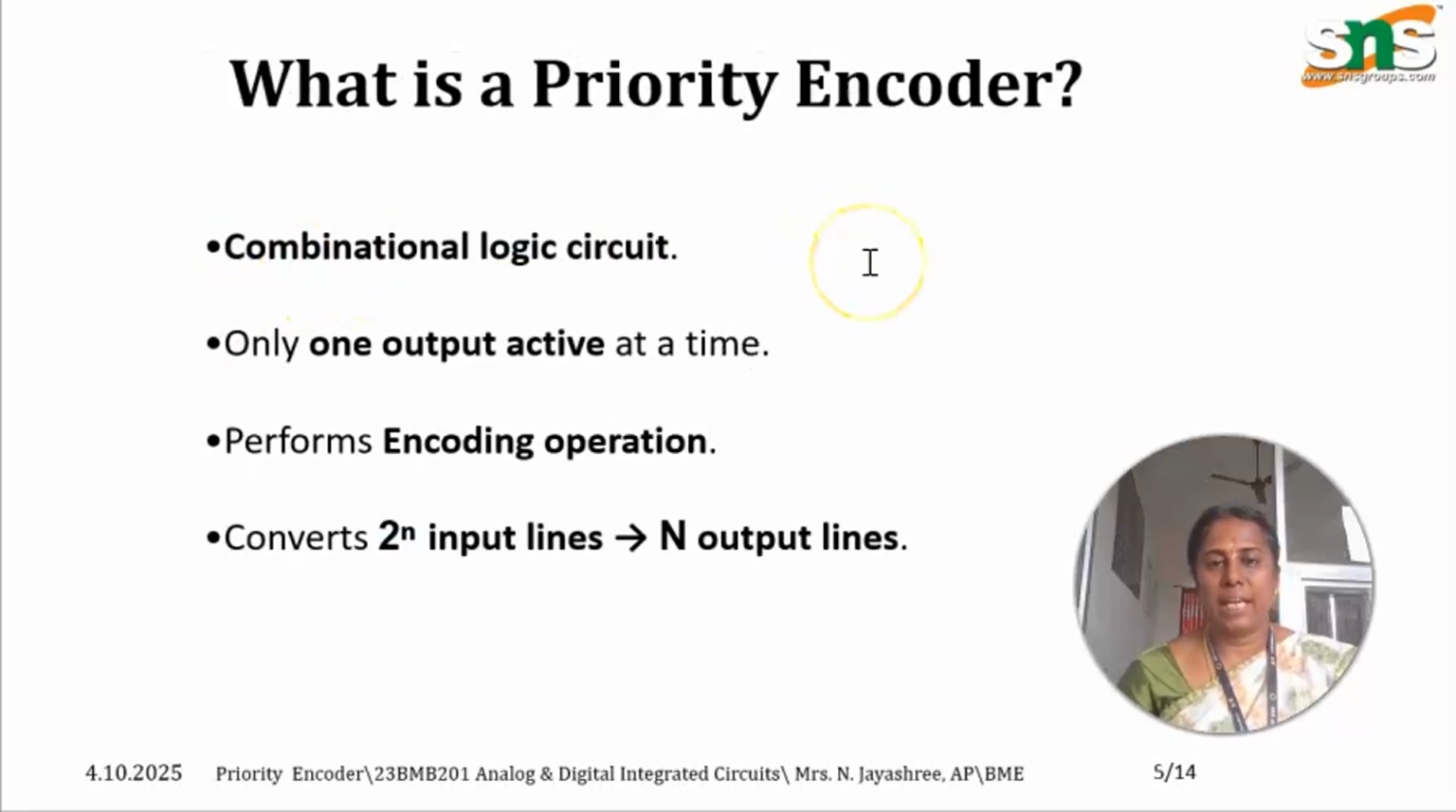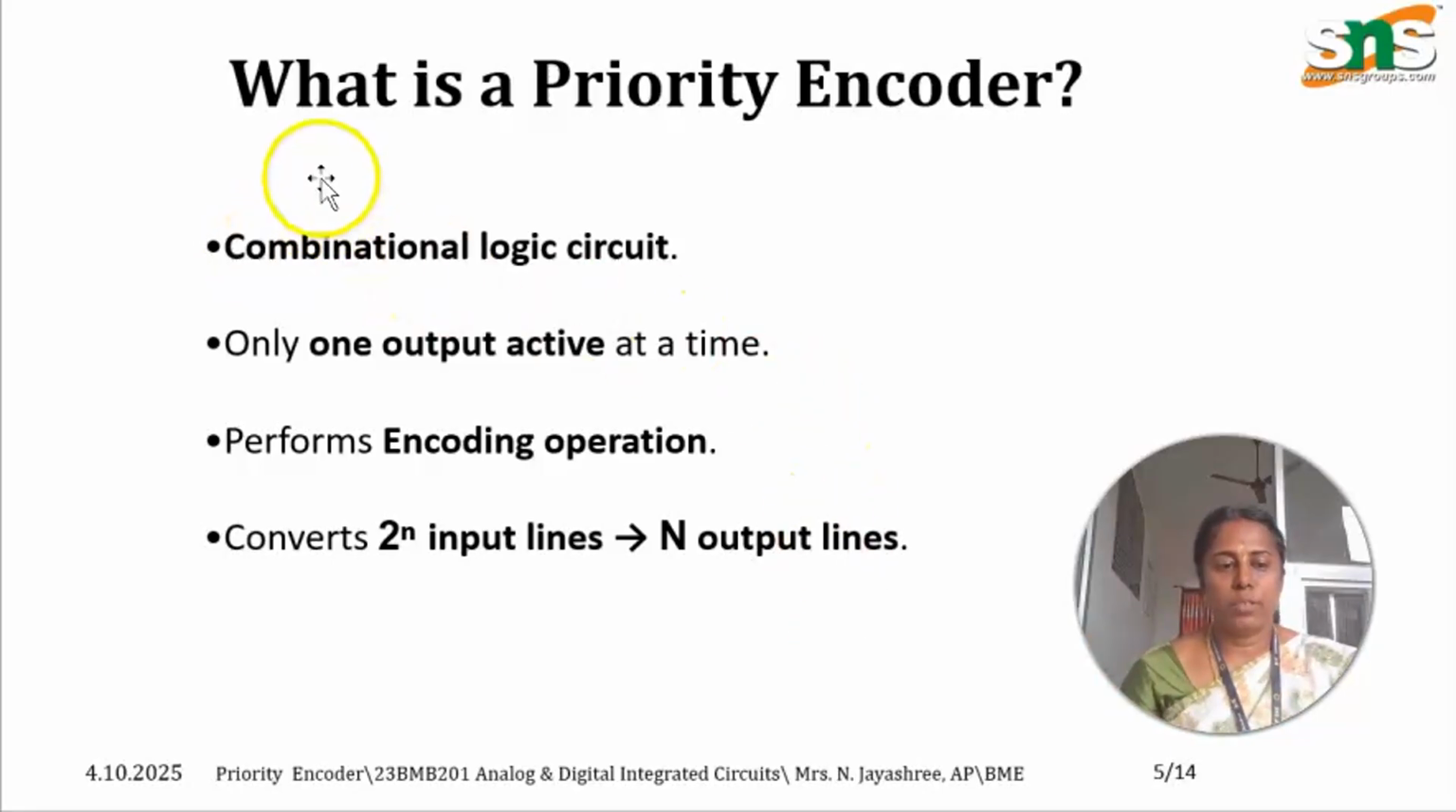And what is a priority encoder? It is a combinational logic circuit. Only one output is activated at a time. It performs encoding operations. It converts 2 power n input lines into n output lines. So for example, if n is 2, we have 4 input lines and 2 output lines.